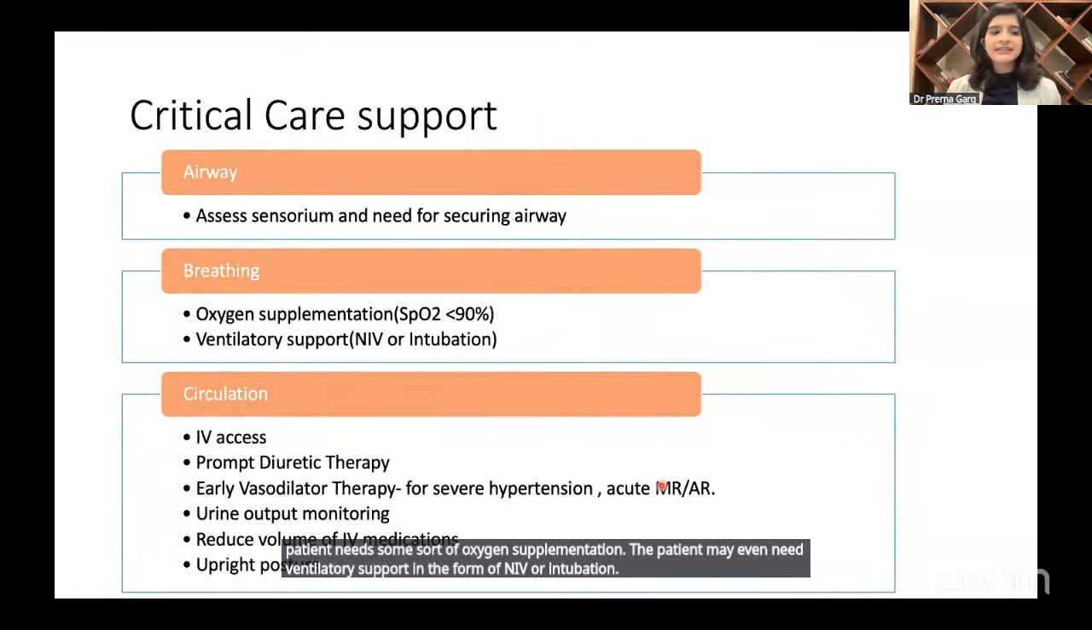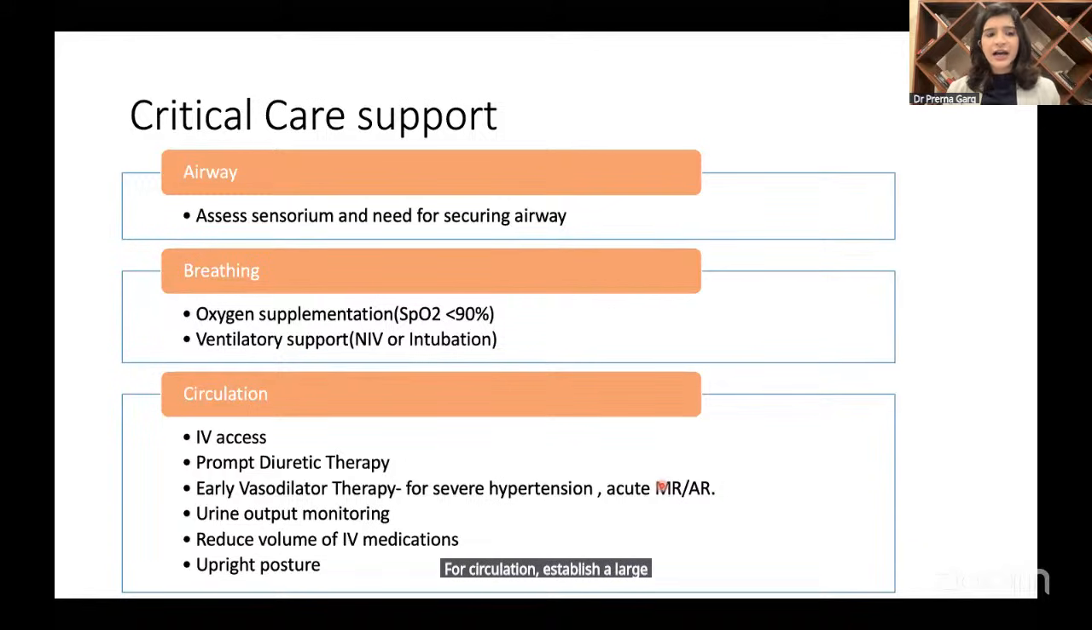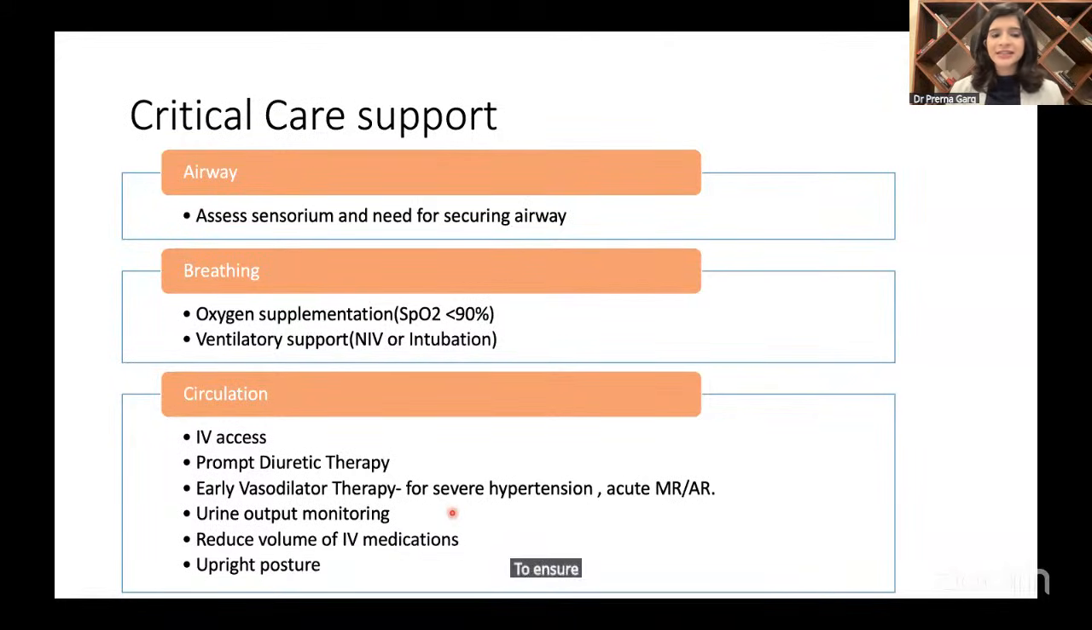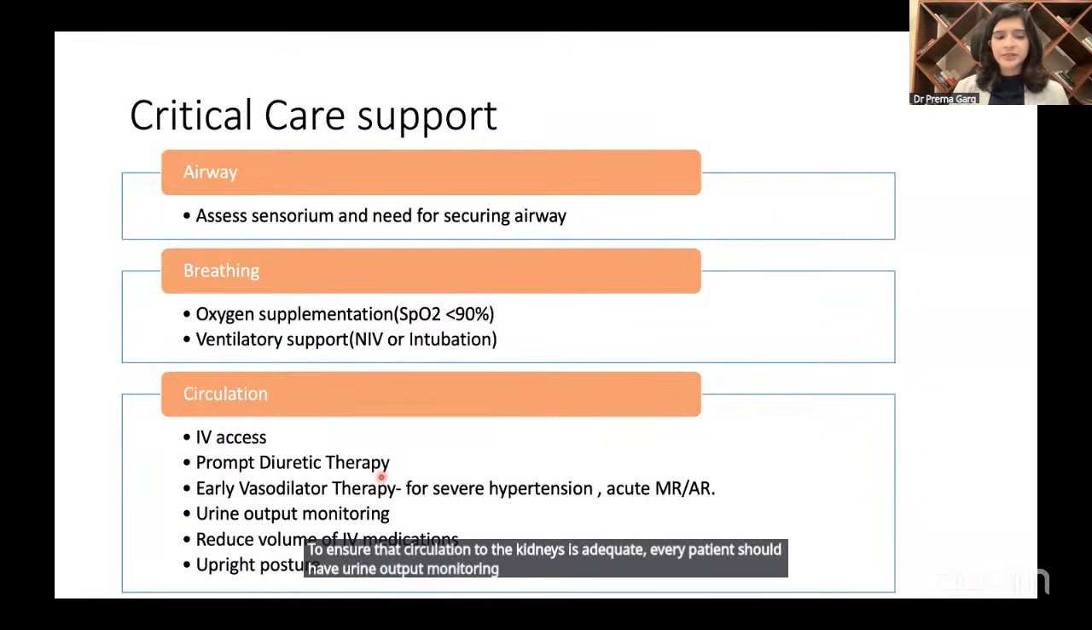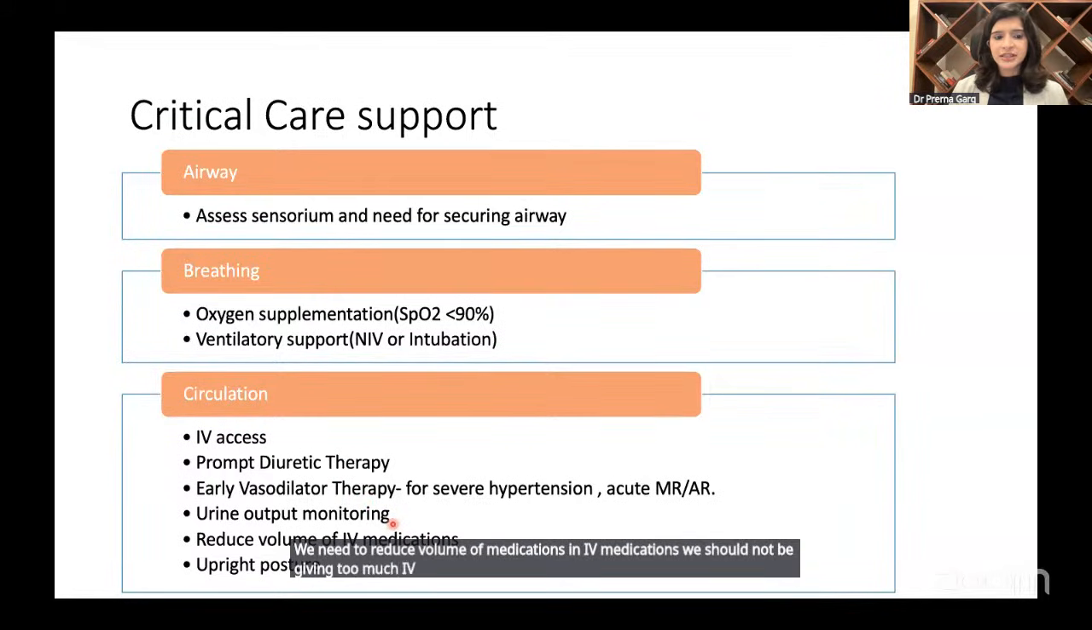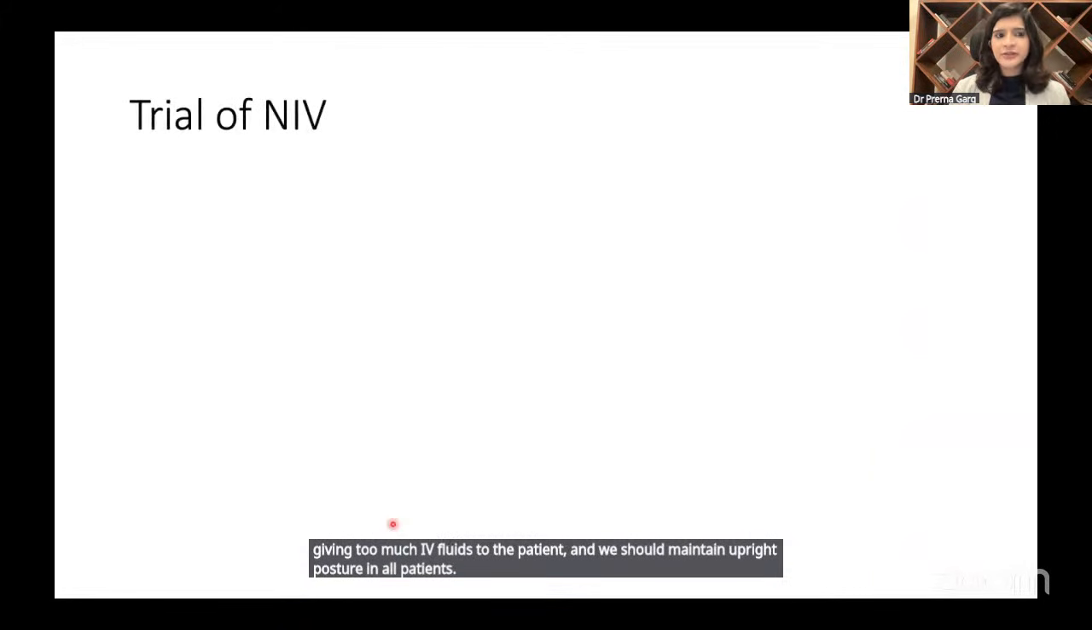For circulation, establish a large bore IV access. Inotropes require central venous access. Initiate diuretic therapy promptly, and in patients with severe hypertension or regurgitant lesions like MR and AR, early vasodilator therapy may be beneficial. To ensure that circulation to the kidneys is adequate, every patient should have urine output monitoring from the moment of admission. We need to reduce the volume of IV medications. We should not be giving too much IV fluids to the patient, and we should maintain upright posture in all patients.